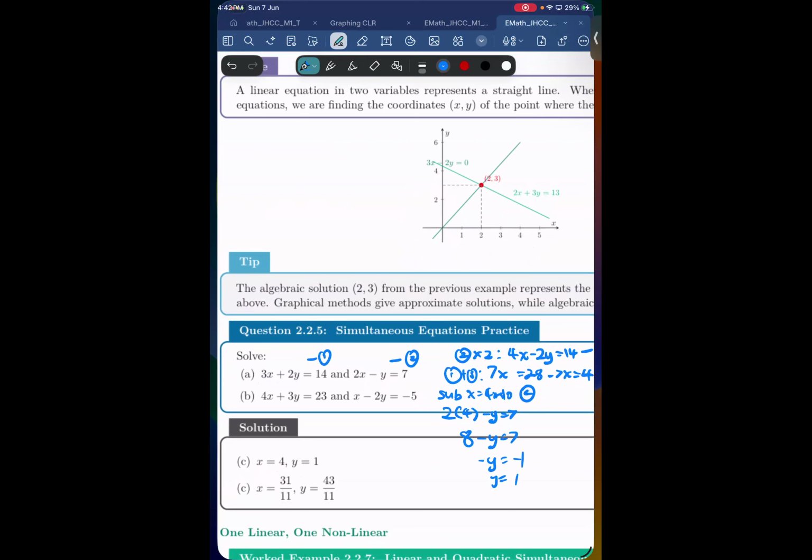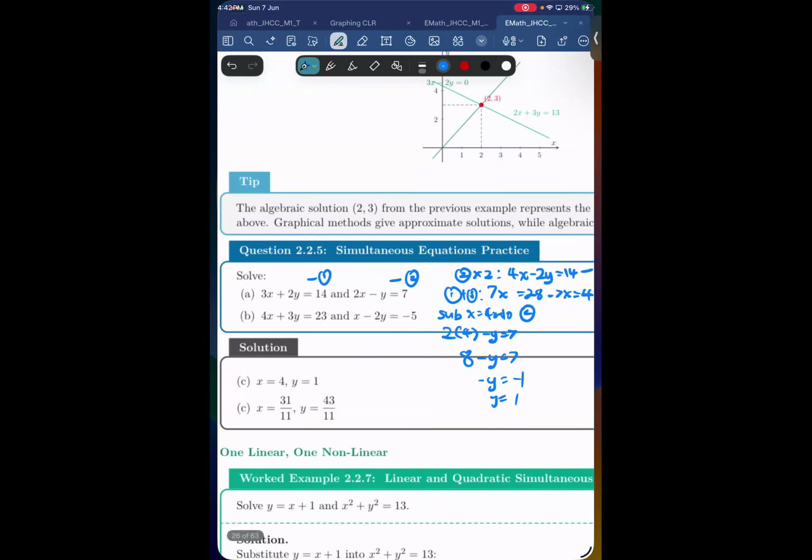Okay, so besides elimination, you also can use this method called substitution. Although with substitution, usually you don't really need to use it too much, but it's still present, so you know how to use it.